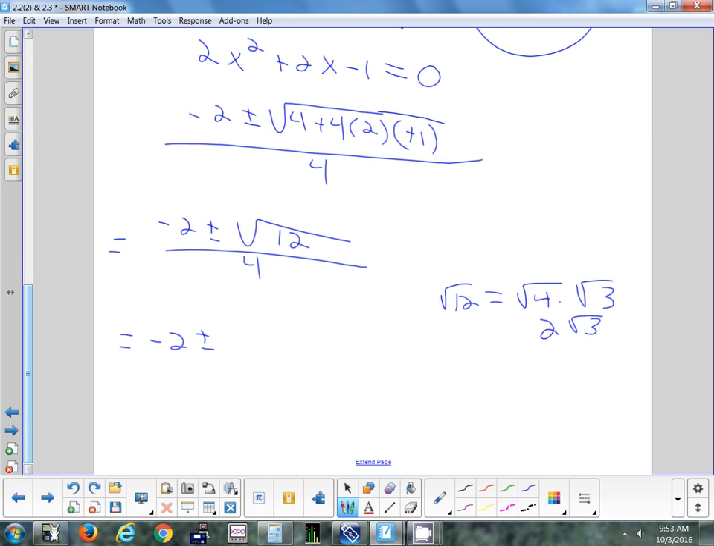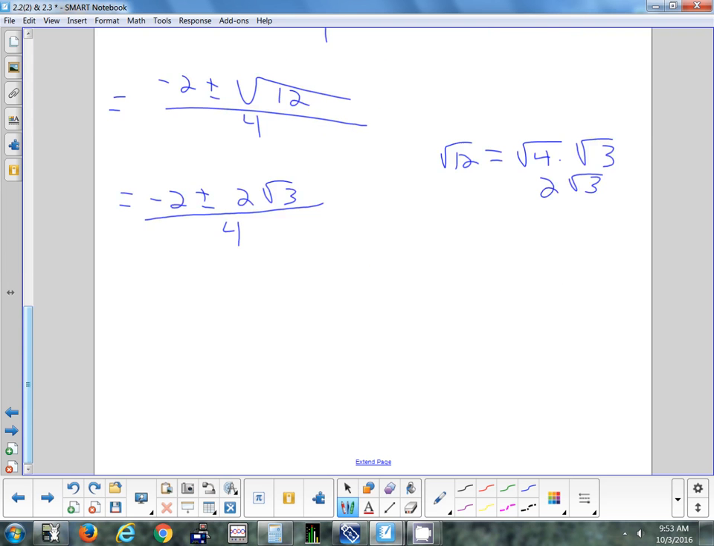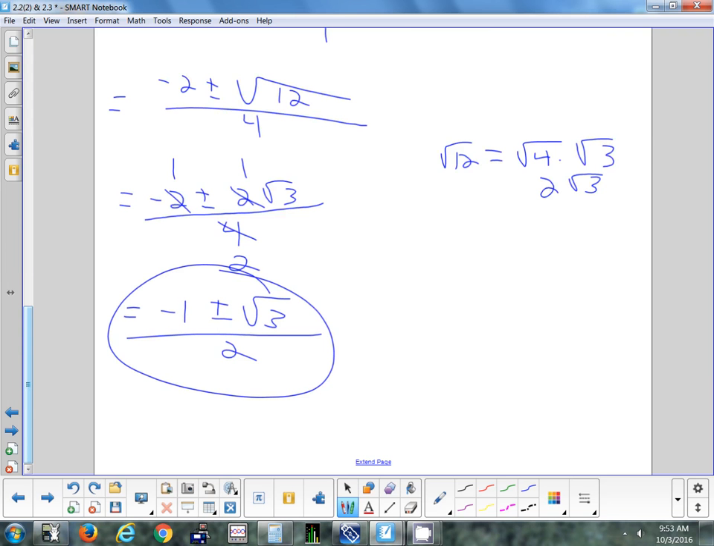So much easier. You can make a tree. There's different ways to do it, sure. And now, anything I can reduce in my final answer? Yeah, I can reduce by 2, 2, and 2. So my final answer, -1, plus or minus square root 3 over 2.